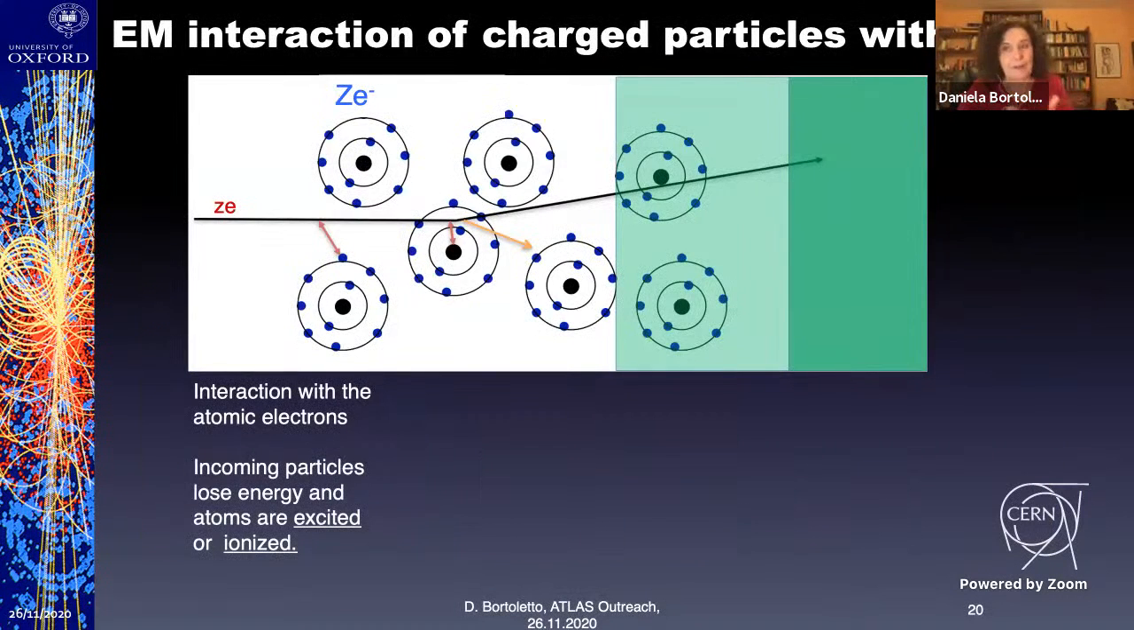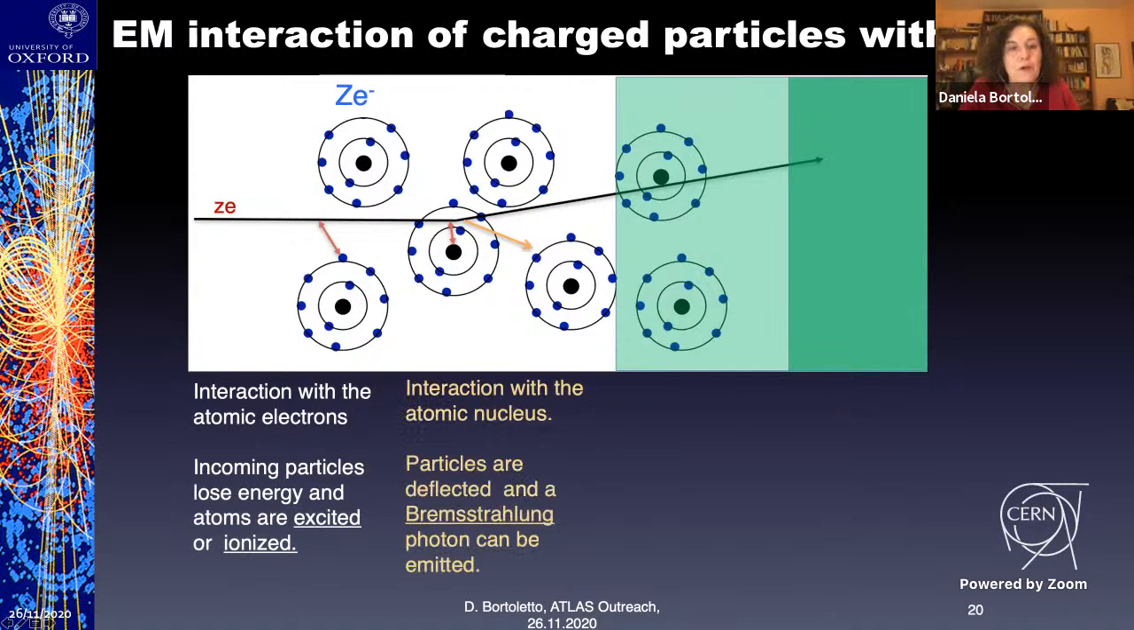So the interactions that we are looking for are illustrated here. For example, the electromagnetic interaction of charged particles with matter. The first one is the interaction that I just told you before, the interaction with the atomic electrons that gives rise to this ionization, okay? And the incoming particle will lose energy and the atom will be excited or ionized. Then there is also interaction with the atomic nuclei, and this interaction will bend the particle, and then the particles are deflected, and for example, an electron can emit a Bremsstrahlung photon, okay?